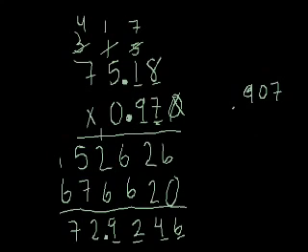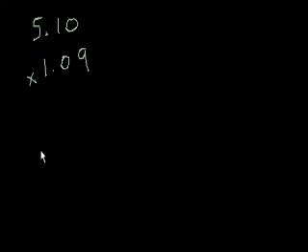Let's do a couple more examples, and I think that'll make sense. So let's say I had 5, and I'm going to do a simpler example arithmetically, but I think it'll help you with some principles. If I said 5.10 times 1.09. So there's two things we could do. We could just multiply it the way it is.